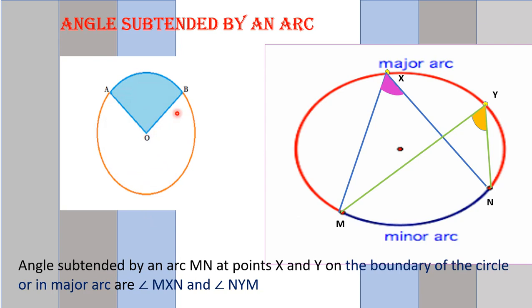And now if the same arc subtends an angle at the point O, this is known as the angle subtended by an arc at the center. Here in this figure, we have the angle subtended by the arc at a point on the boundary of the circle, and this figure shows the angle subtended by an arc at the center of the circle.